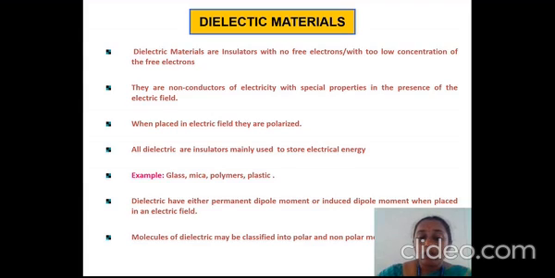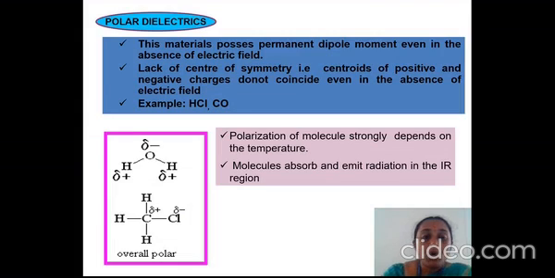A dielectric has either a permanent dipole moment or an induced dipole moment when placed in an electric field. Depending upon the property of the dipole moment, dielectric materials may be classified into polar and non-polar molecules. Let us see one by one. First one is polar dielectrics.